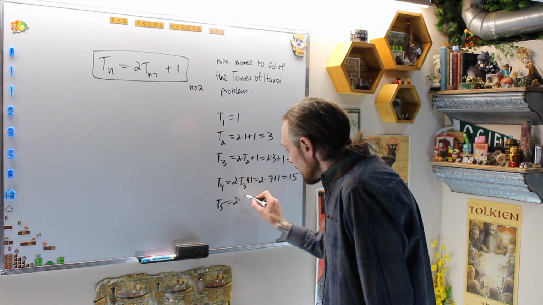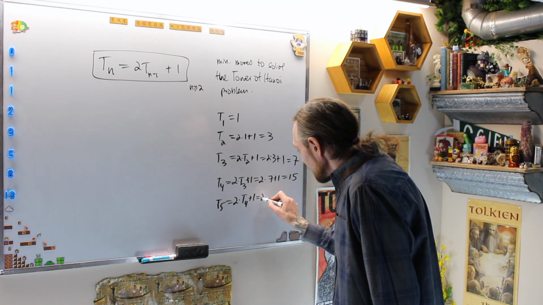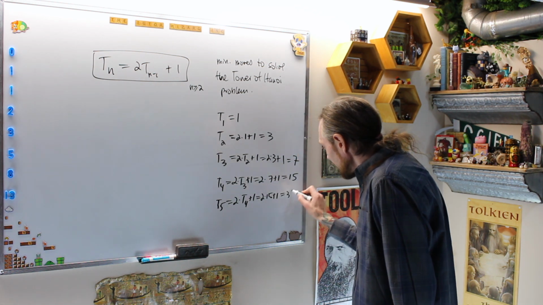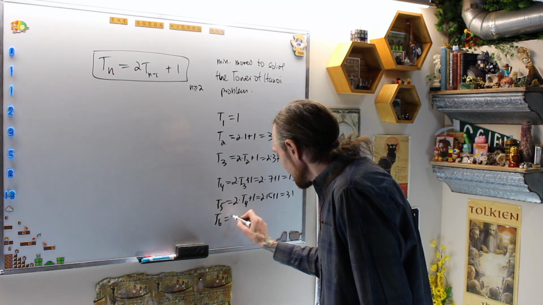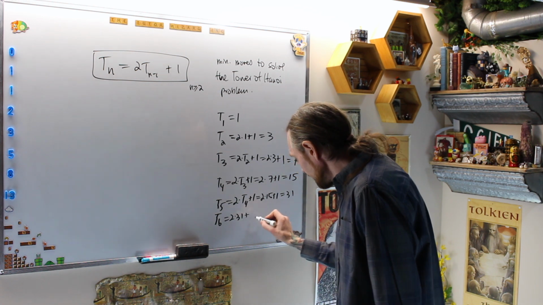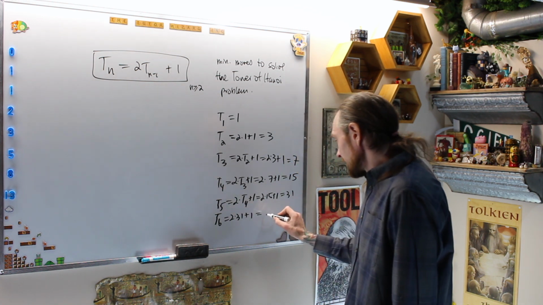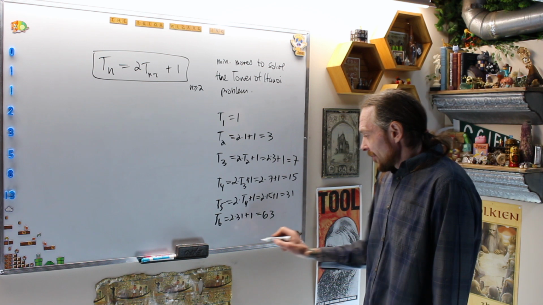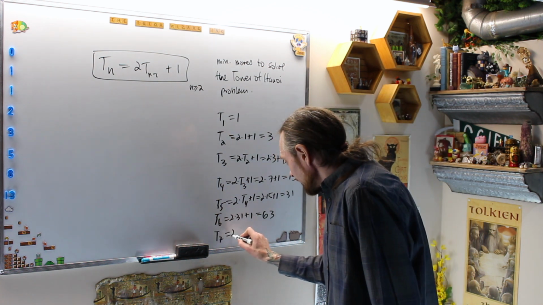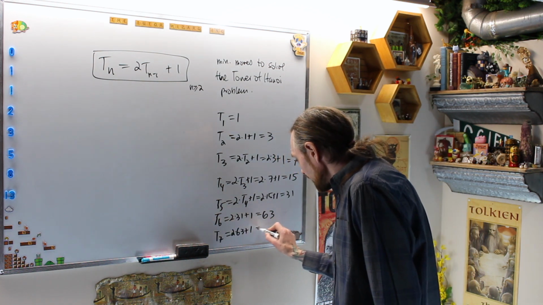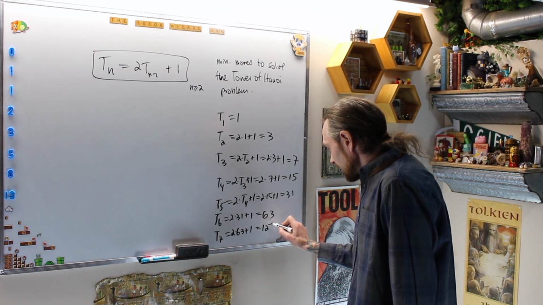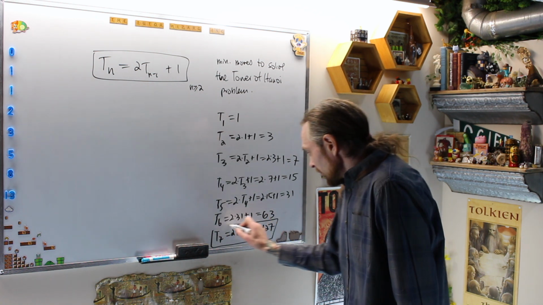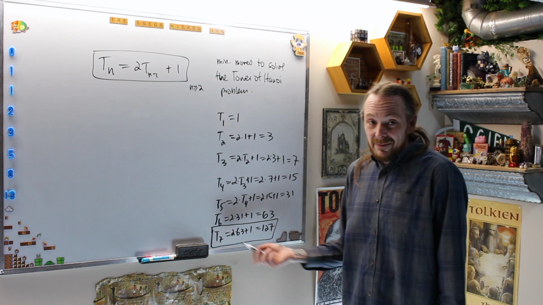T5 is equal to 2 times T4 plus 1, which is 2 times 15 plus 1, which is 31. T6 is 2 times 31 plus 1, which is 63, not prime. And T7 is equal to 2 times 63 plus 1, which is 127 moves to do Hanoi on 7 rings.